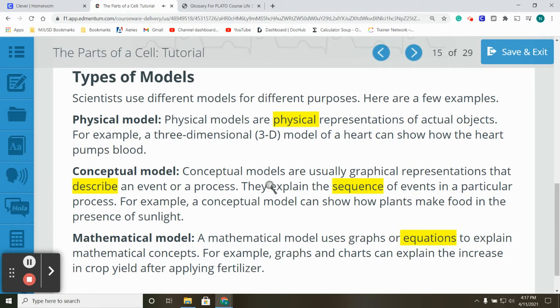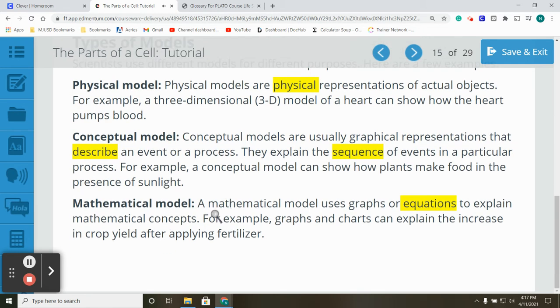Conceptual model. Conceptual models are usually graphical representations that describe an event or a process. They explain the sequence of events in a particular process. For example, a conceptual model can show how plants make food in the presence of sunlight.